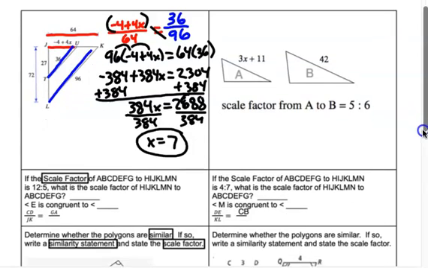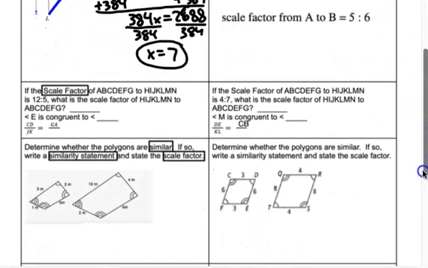All right, the next one looks complicated, but it's not intended to be. If the scale factor of, and they give you a bunch of letters, A, B, C, D, E, F, G to H, I, J, K, L, M, N, is 12 to 5, what if we reverse it? What if we go from the second one back to the first one? All they're doing is flip-flopping the shapes, so we flip-flop the ratio, 5 to 12.